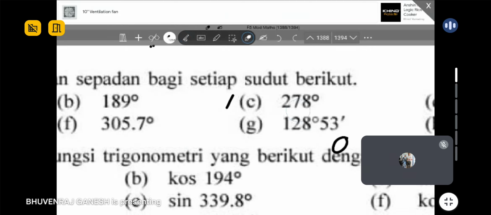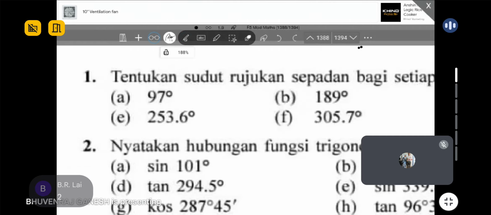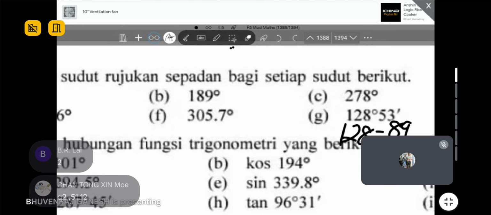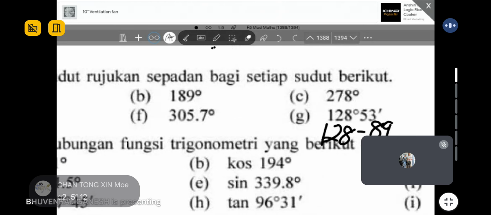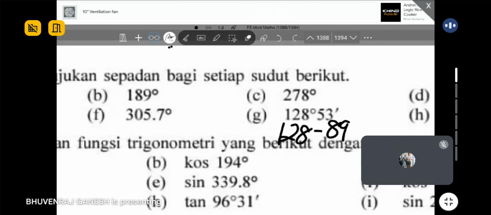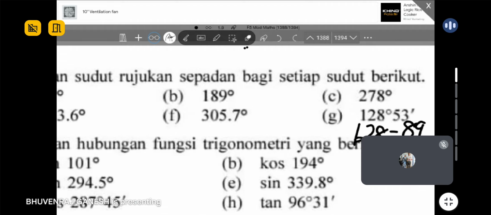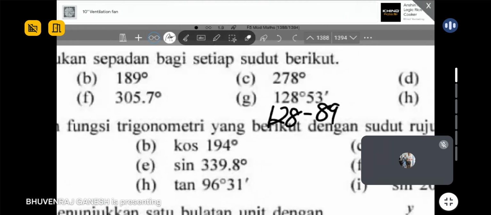Okay, so if you check and see, 128.89. Okay guys, what quadrant is this? Can you all tell me? 128.89. Quadrant ke berapa? Yes, quadrant number 2. Okay, reference angle is 51.12. Correct. So you should be able to get your reference angle 51.12. Okay, so any problem, guys, for question G?